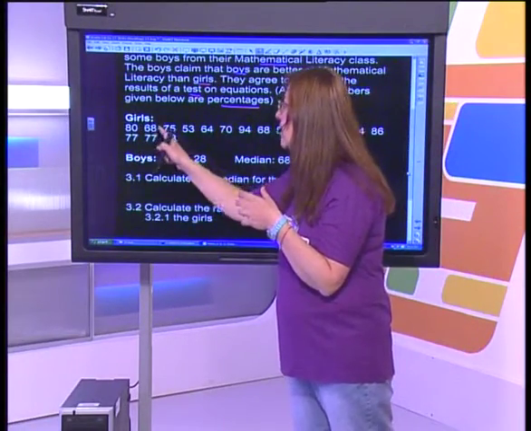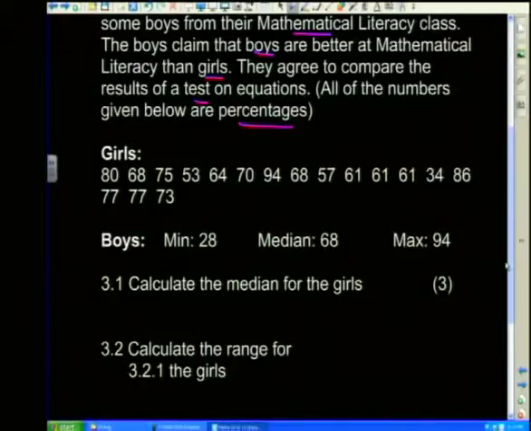And if we count these, we've got 2, 4, 6, 8, 10, 12, 14, 16, 17 girls. So we've got 17 values. The boys, on the other hand, it tells us we've got our minimum, we've got our median. Our minimum was 28, that's our lowest mark. Median was 68, and the maximum was 94. So the first question says calculate the median for the girls.